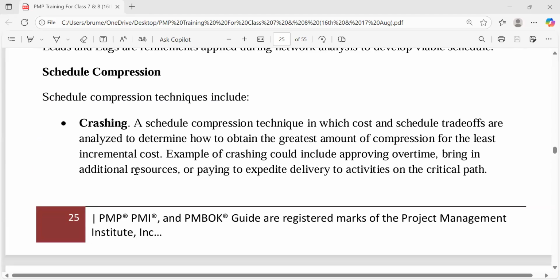Look at it. Crashing. They all have their individual risk. Schedule compression crashing is a schedule compression technique in which cost and schedule trade-offs are analyzed to determine how to obtain the greatest amount of compression for the least incremental costs. Examples of crashing could include approving overtime, bringing additional resources, or paying to expedite delivery to activities on the critical path. Now, this is too much grammar, so I'm going to localize.